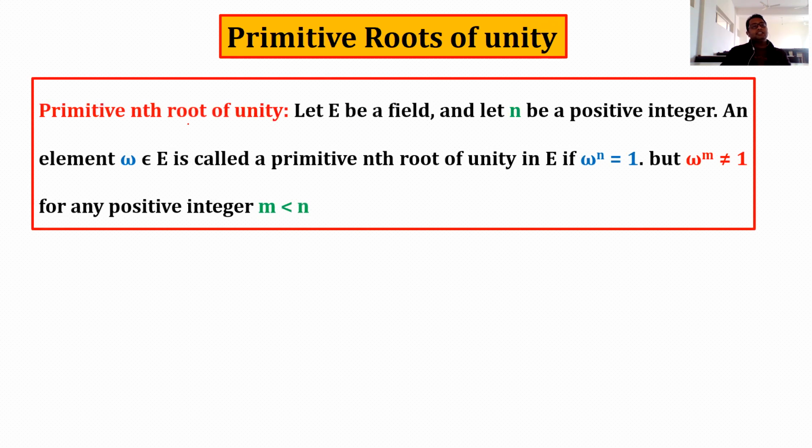Now out of these nth roots of unity, some of the roots have a particular property, and those particular roots are known to be primitive nth roots of unity. And now what is that particular property? Let E be a field and let n be a positive integer. An element omega belonging to E is called primitive nth root of unity in E if omega raised to power n is equal to 1.